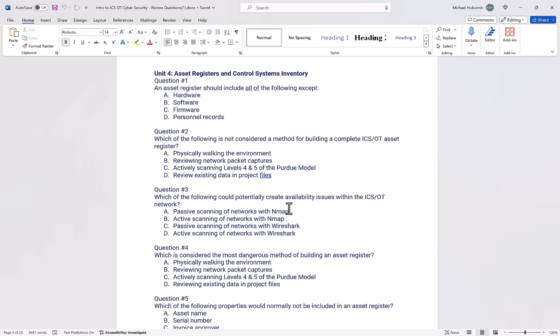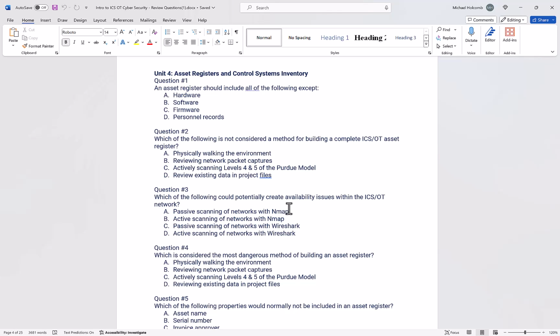Can we actively scan levels 3 and 4 or 4 and 5 of the Purdue model? Yes, we can. Just remember levels 4 and 5 of the Purdue model, that's the IT network. So that's not going to help us build an ICS OT asset register. So the answer for question 2 is C, which is not a method we would use.